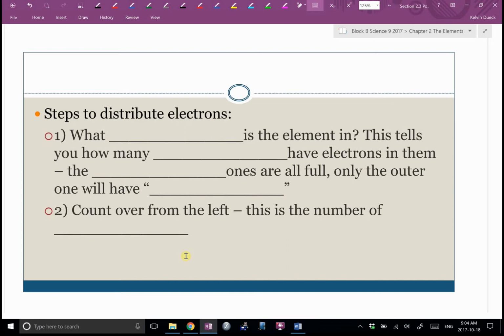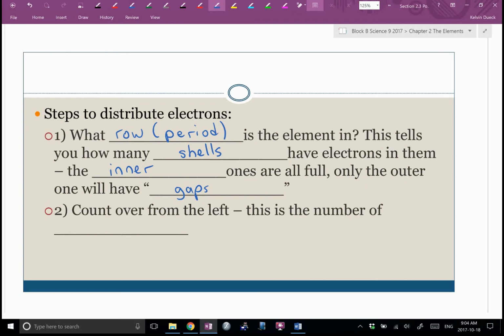First thing you want to figure out is what row, and you can put in brackets period, because that's the fancy word for row, is the element in. How far down is it? This tells you how many shells have electrons in them. The inner shells will be full. The outer shells will have gaps or holes. They won't be full. They're missing some electrons. And the fact that they're missing electrons, that's what explains how atoms combine. We'll get into that in more detail.